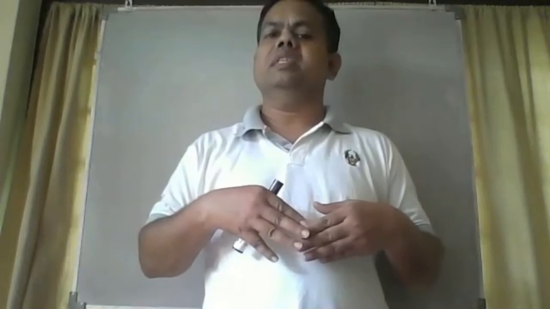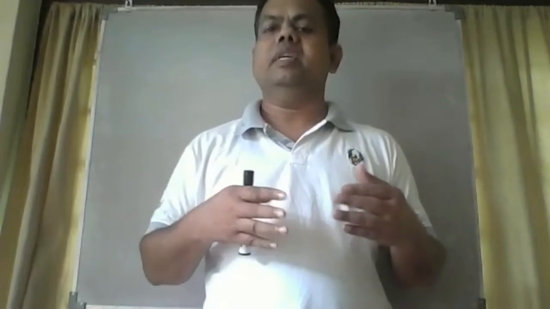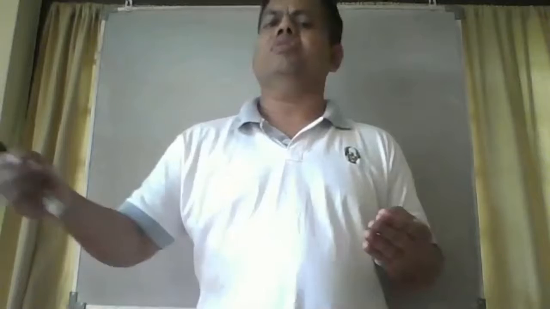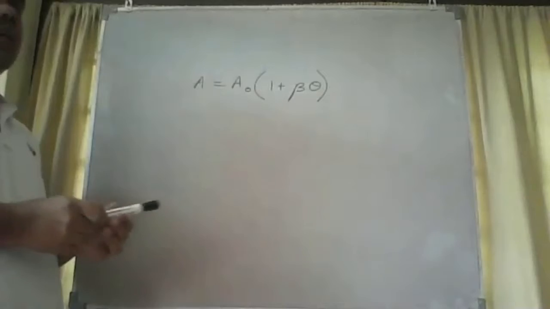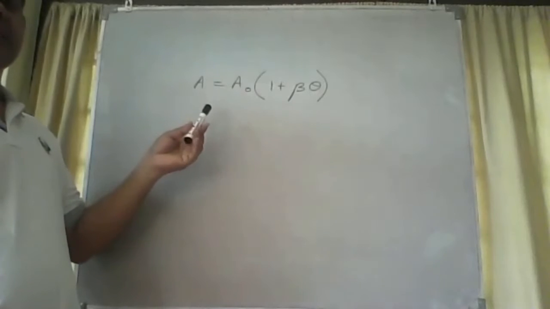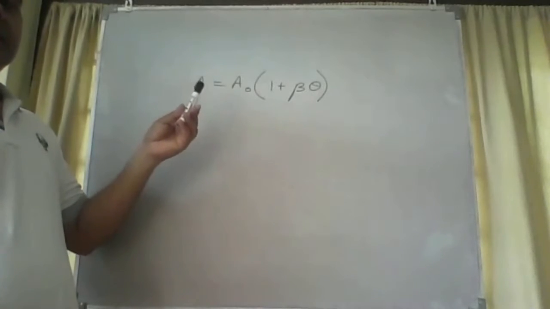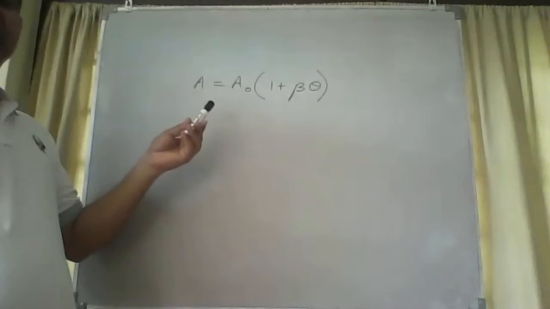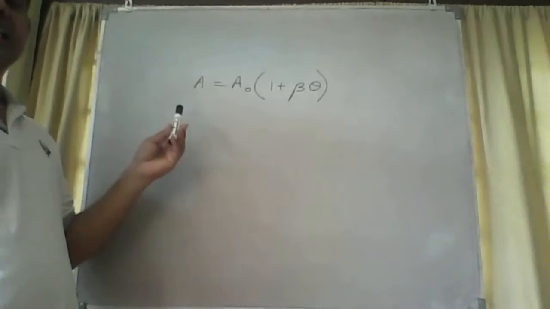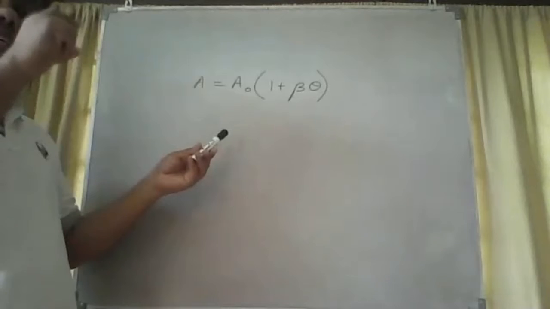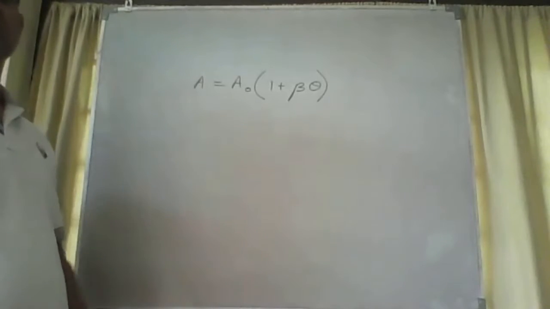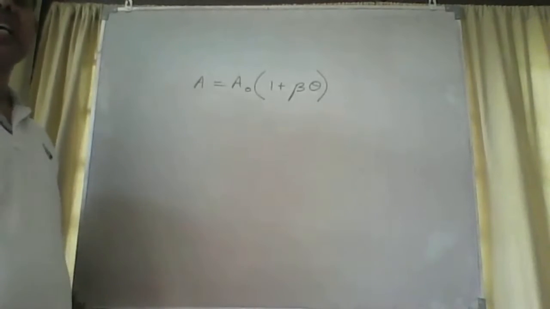If only the area of an object is significant, as in the case of a thin sheet of metal, then area expansion can be expressed as in the following equation. Here in this equation, A naught is the initial area, A is the final area, theta is the temperature difference, beta is called the area expansivity.